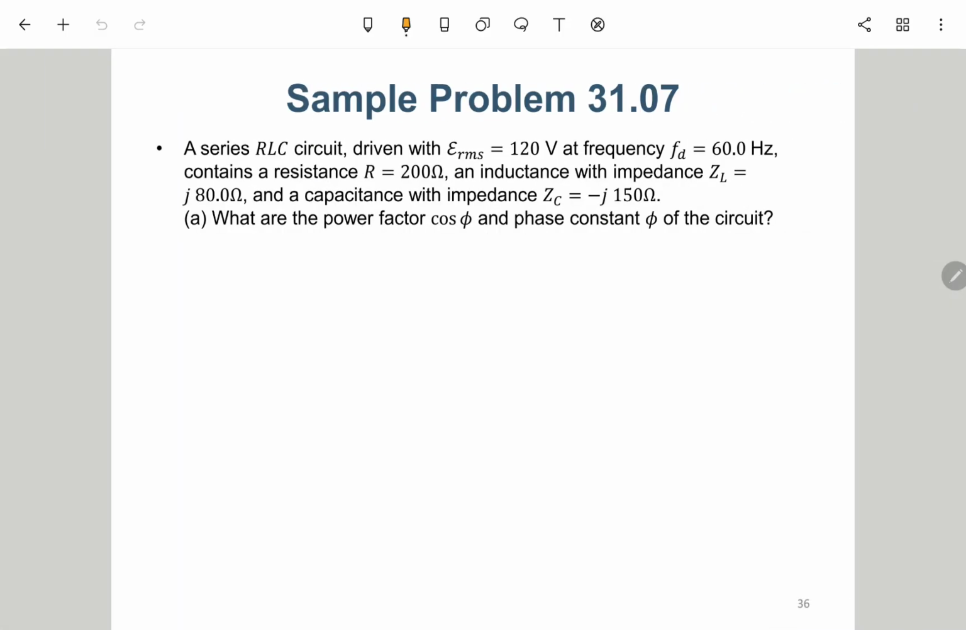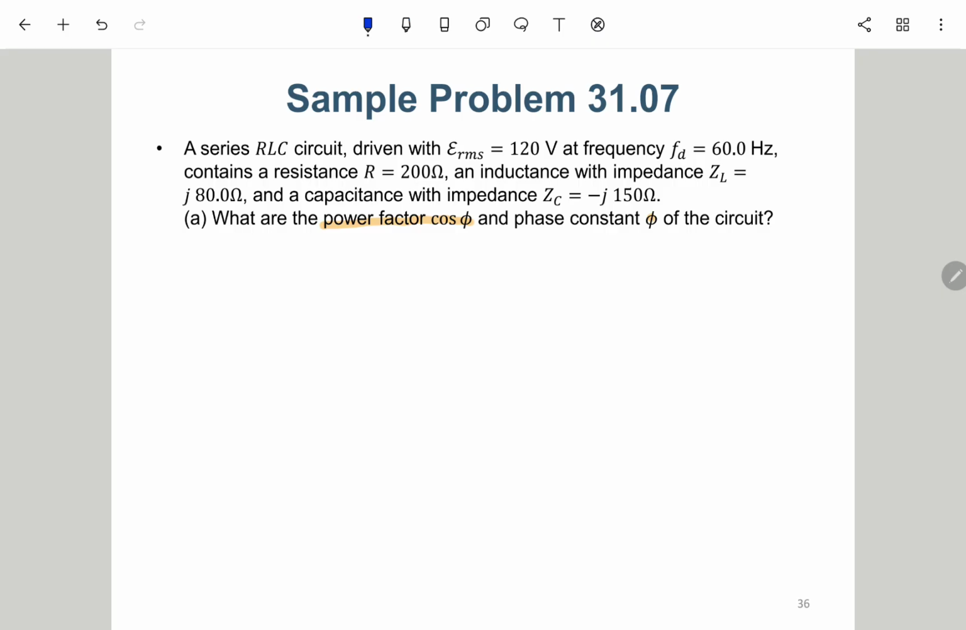Here is a sample problem. It says a series RLC circuit is driven with ERMS of 120 volts at the frequency fd of 60 Hz, and contains a resistance R, an inductance with ZL, and also a capacitance with ZC. What is the power factor cosine phi, and the phase constant phi, for the circuit?